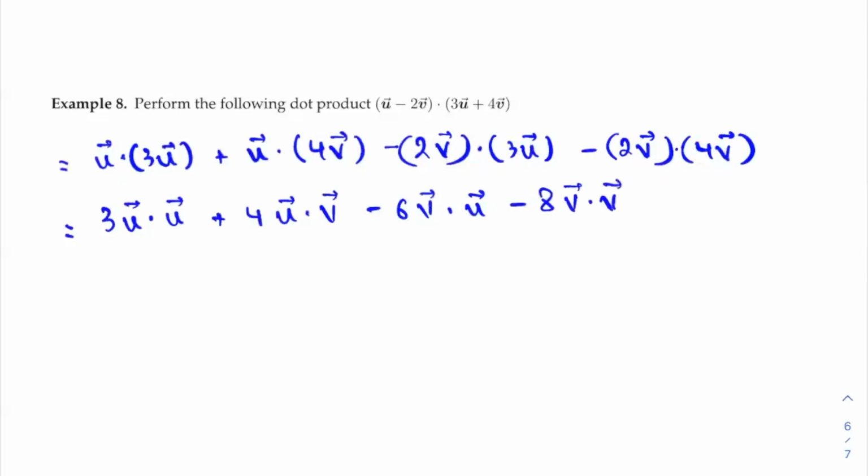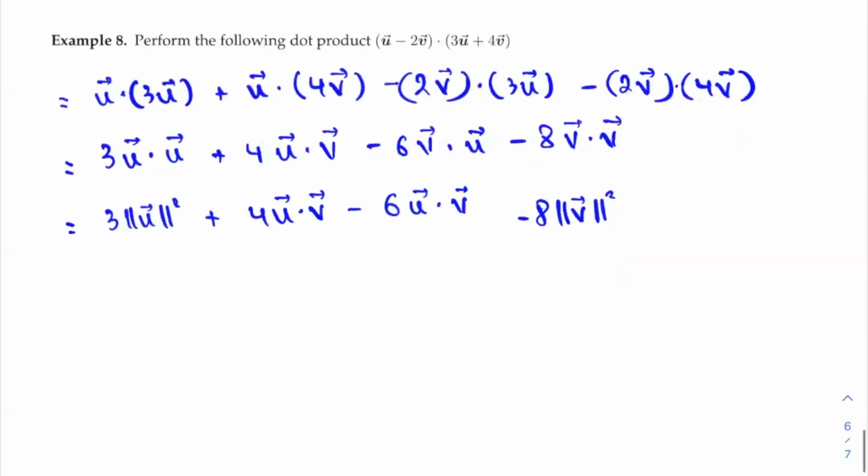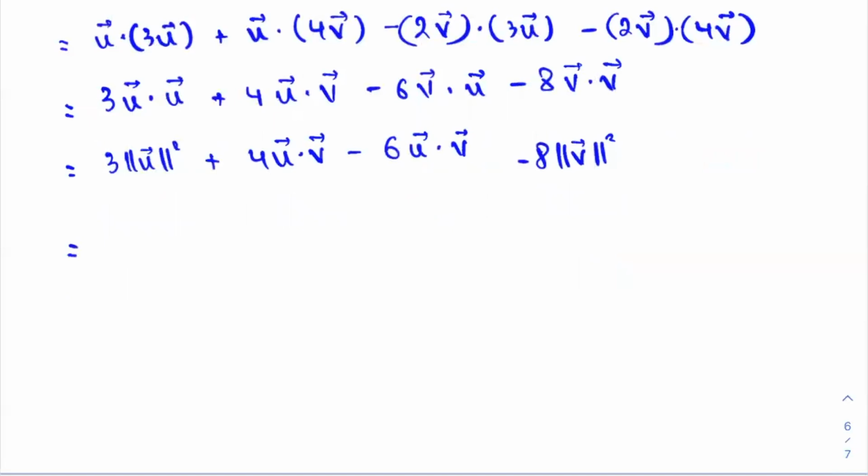Now I'm going to simplify my calculations further. u dot with itself gives me the magnitude of u squared, and the last term, v dot with itself, gives me the magnitude of v squared. For the middle two terms, again, the dot product is commutative, so you get 4 times u dot with v minus 6 times u dot with v. The final answer is negative 2u dot with v minus 8 times the magnitude of v squared.